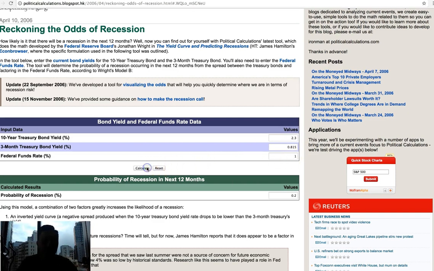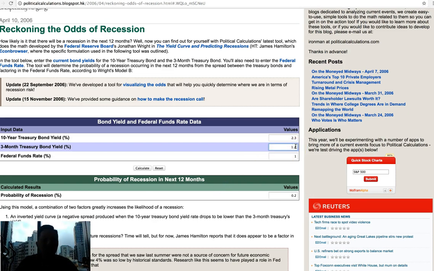Okay, so let's press calculate. There's a 0.2%, it's not 20%, it's 0.2% chance of a recession, which is really, really low. So if you have planned all your strategies according to only that 0.2% piece, what will happen? You lose all the opportunity cost. That's it. So you can play around with this number.